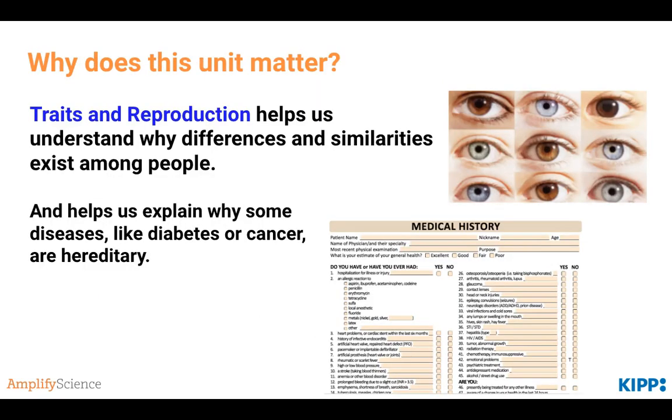Before we begin, I'd love to explain to you why this unit matters. The traits and reproduction unit helps us and our kiddos understand why there are differences and similarities among people. Your kids might be asking themselves, why do people say I act like my dad, but I look more like my mom? By the end of this unit, your kiddos should be able to answer that question. Additionally, it helps us explain why some diseases, like diabetes or cancer, are hereditary.